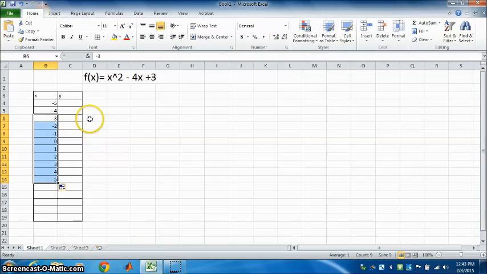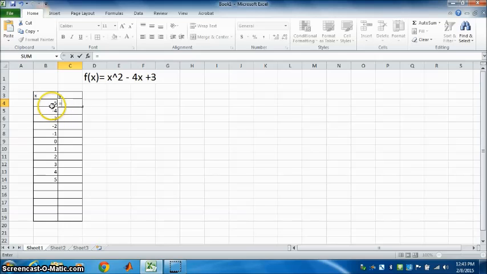Now we'll find y. When x is -5, what is y? So we can use the formula here. What's the formula? x to the power 2, so select x, power 2 minus 4 multiplied by x. Multiplication is a star, multiplied by x, plus 3.